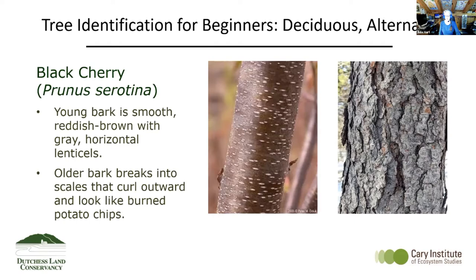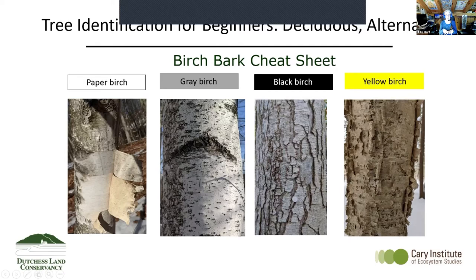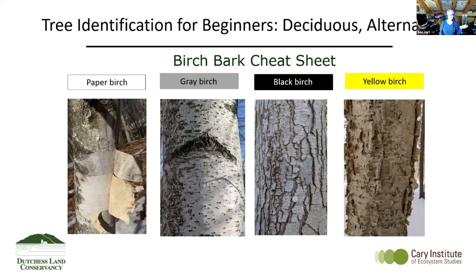I'm going to skip through a lot of the twig and bark slides because this is what you really need to know about birches. The bark is so distinctive. These are four common species that we have in our area, and you can easily tell them apart by their bark. Forget the twigs. You don't need to look at twigs. Forget the seeds. You don't need to look at seeds. The bark will tell you everything you need to know. Paper birch has this wide peeling strip coming off of the tree, very characteristic of a paper birch.